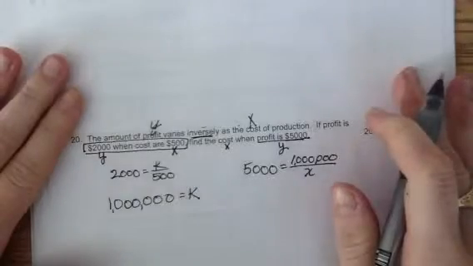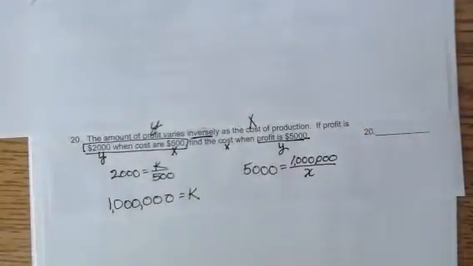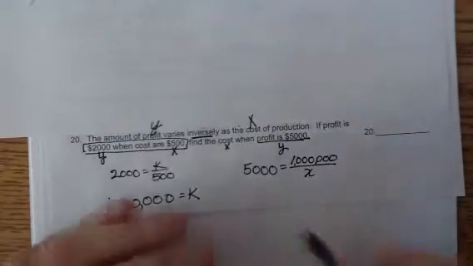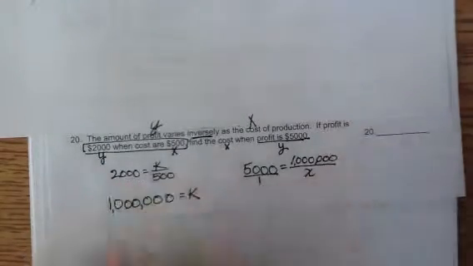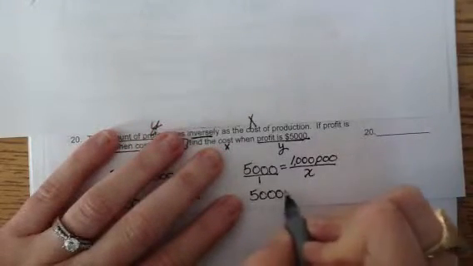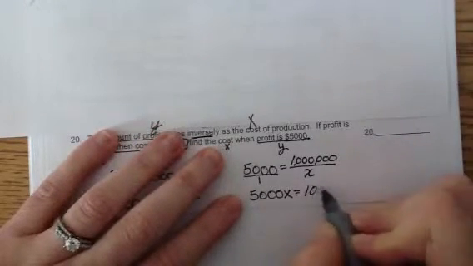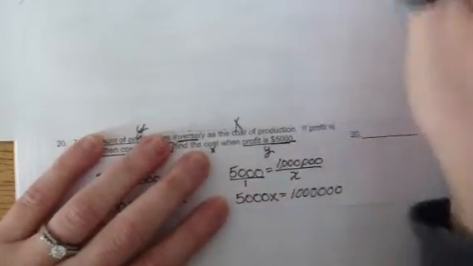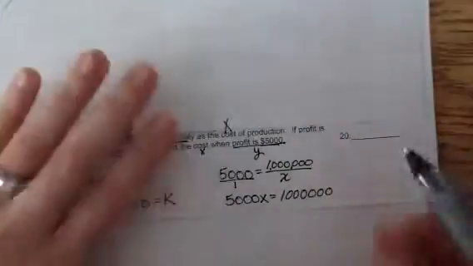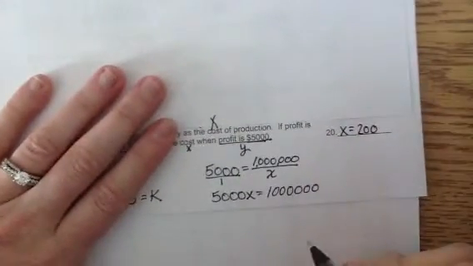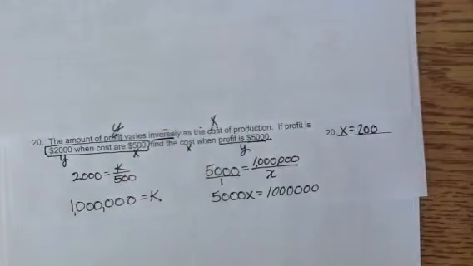So x is in the denominator. I'm not quite sure of it. Now, this is why we've been doing rationals with this. You can put a 1 underneath here and just cross multiply. And when you do that, you get 5,000x equals 1,000,000. Well, when you do that, then you divide and you get x to be 200. So 1,000,000 divided by 5,000 is 200.